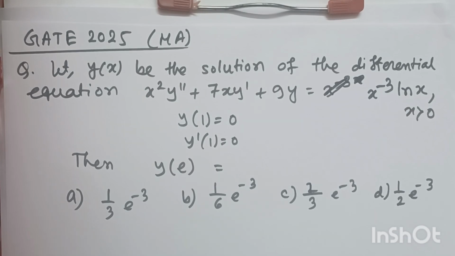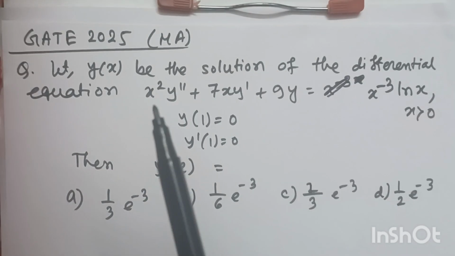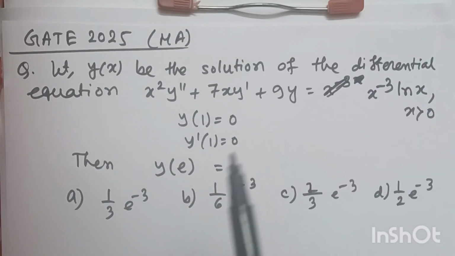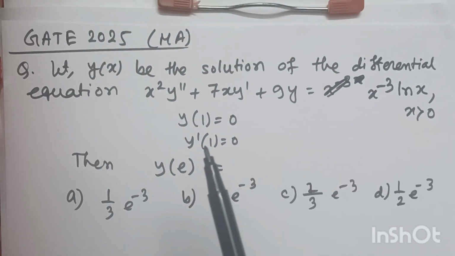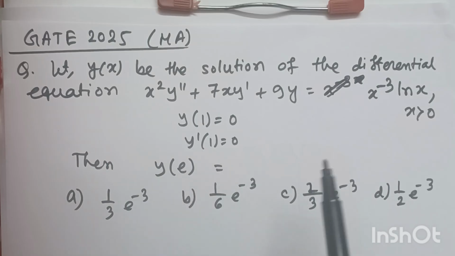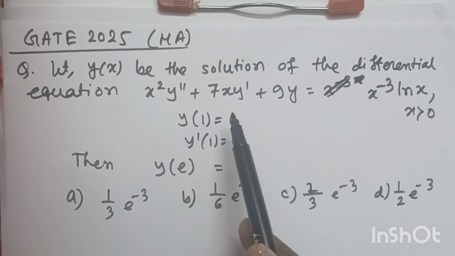Hello again, we have come with another solution of a GATE 2025 question. This is a question of ODE and will be solved by using the Cauchy-Euler method. And this type of question is actually very easy.